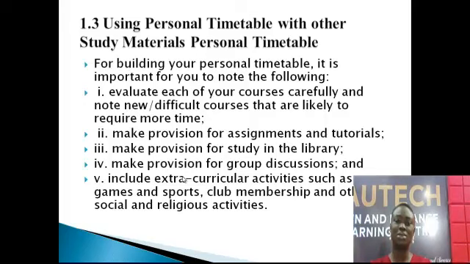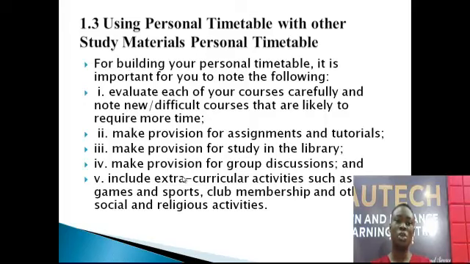And also using a personal timetable with other studying materials. For building your personal timetable, it is important for you to note the following. Evaluate each of your courses carefully and note new and difficult ones that are likely to require more time. By now, you should have your own personal timetable. It is not when exams are coming up that you develop your timetable. It is when the semester begins that you develop your own timetable.